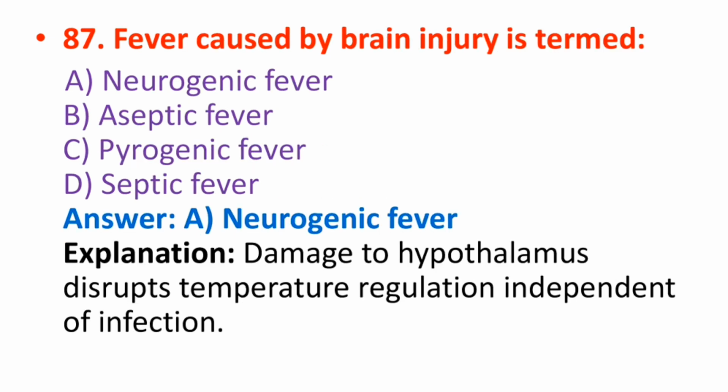Fever caused by brain injury is termed option A, neurogenic fever, option B, aseptic fever, option C, pyrogenic, option D, septic fever. The correct answer is option A, neurogenic fever. Damage to the hypothalamus disturbs temperature regulation independent of infection.